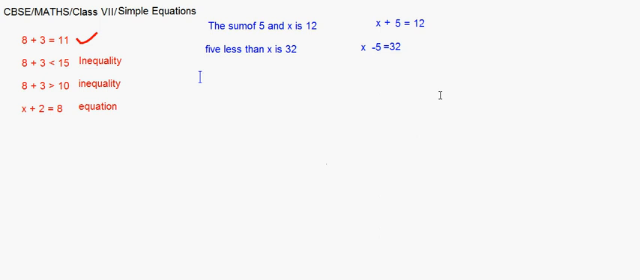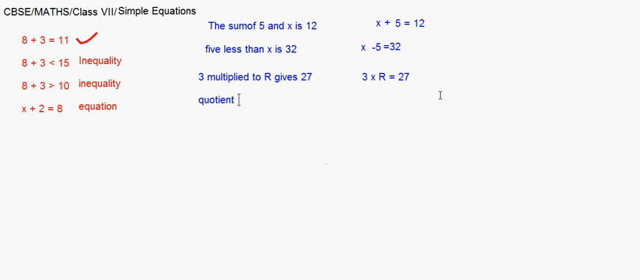Maybe 3 multiplied to some expression, maybe r, gives 27. So we can write 3 multiplied to r gives us 27. I've taken one with addition, then subtraction, then multiplication. Let me take one with division as well.